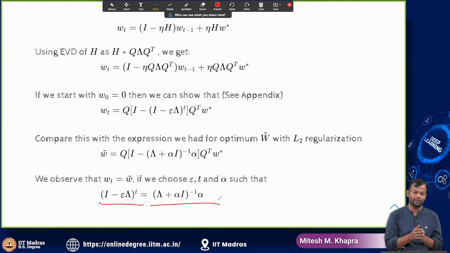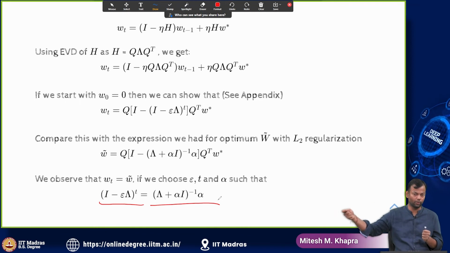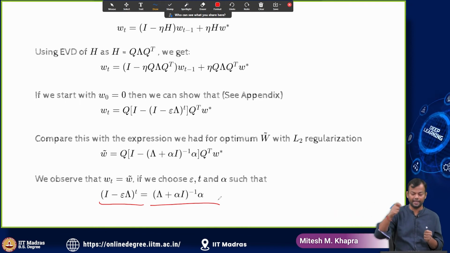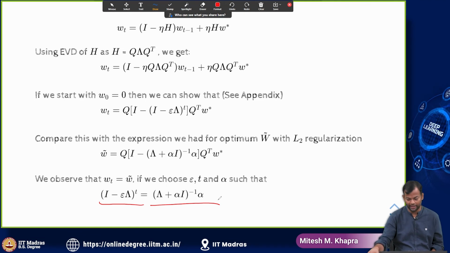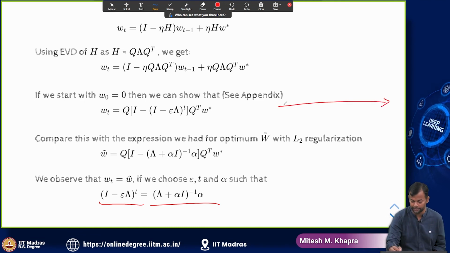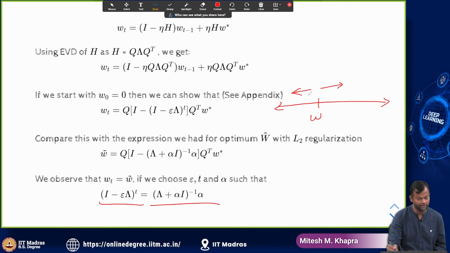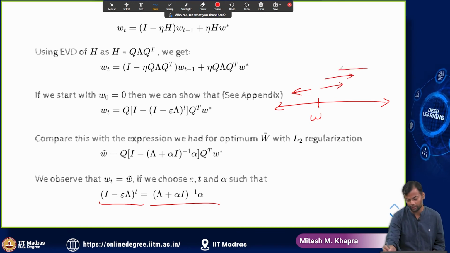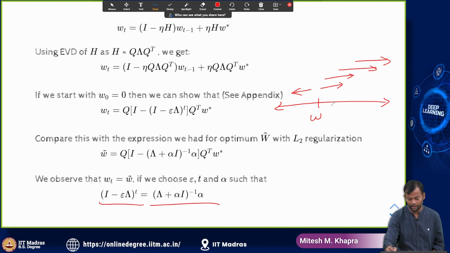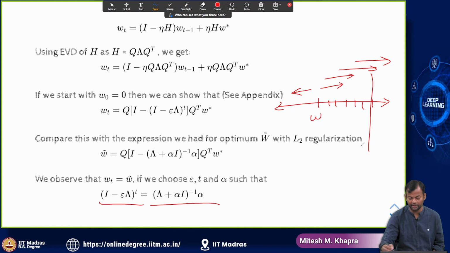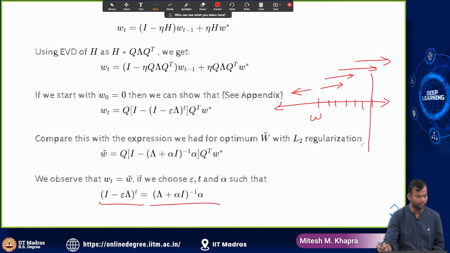So limiting the number of updates is equivalent to putting some restriction on how much your W can grow, right? Even if I assume that at every time step W is growing, let me just take a single parameter W. Now the gradient could be in this direction or this direction, but I'm assuming that the gradient is always in this direction, and I'm going to restrict the number of times I can do this update. So then I'm not allowing the value to grow beyond this point, right?